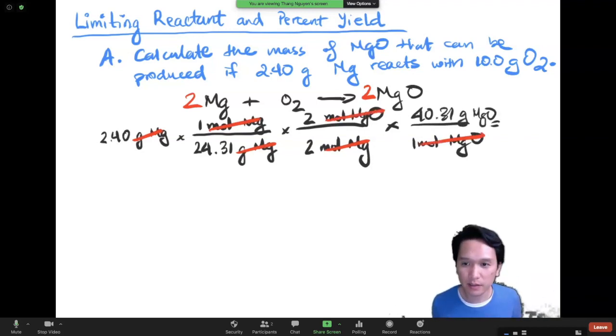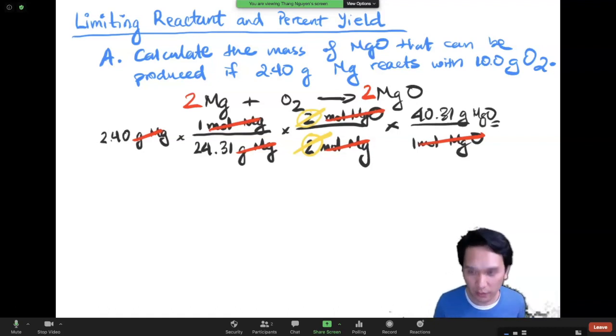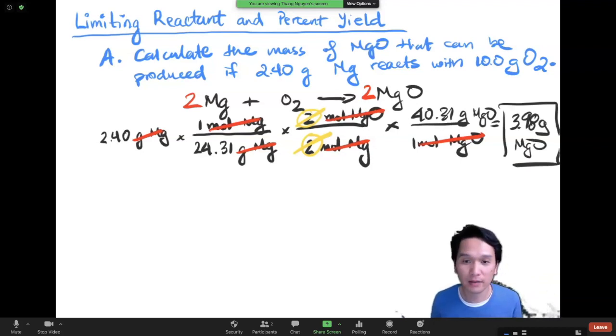Before we punch these numbers in our calculator, notice that you can simplify your life a little bit by noticing that the 2 on the top and the 2 on the bottom here, they can cancel each other out, right? So that's one less step for you to input in your calculator. 2 divided by 2 is just 1, so they just kind of go away. So then put this into your calculator, 2.40 times 40.31 divided by 24.31. What do we get? We get 3.98 grams of magnesium oxide. All right, so that's scenario 1.